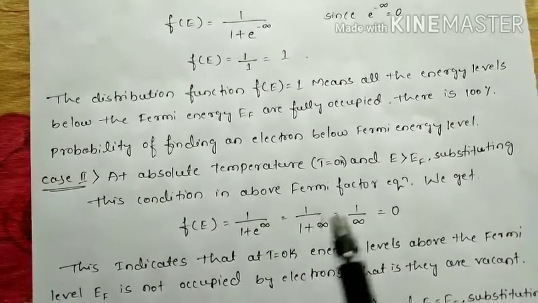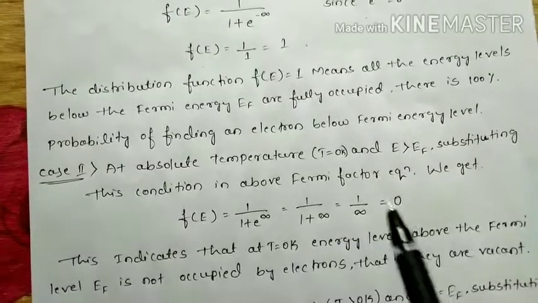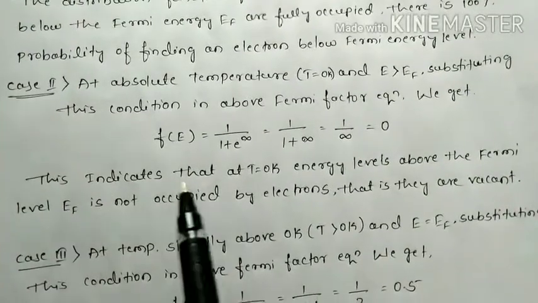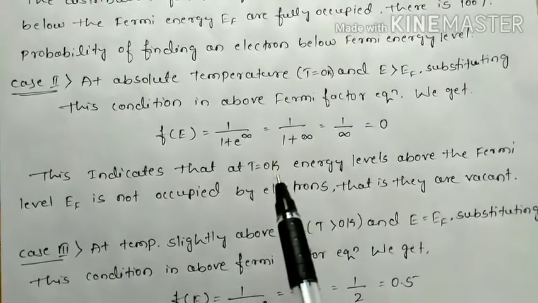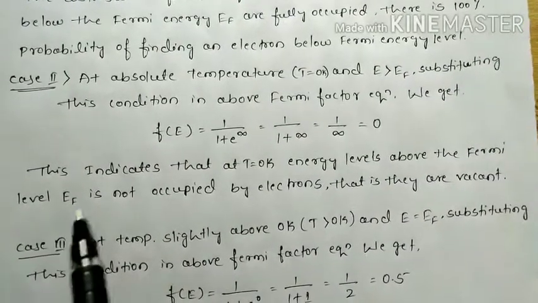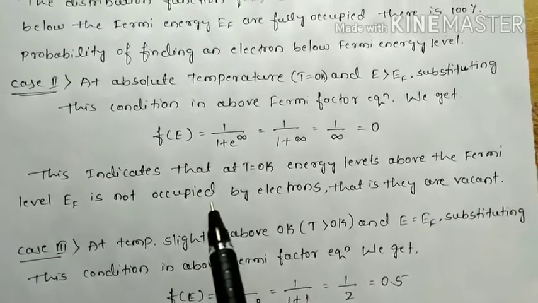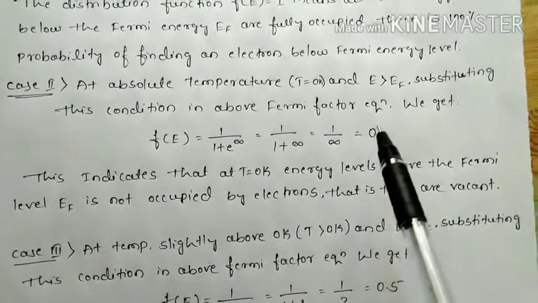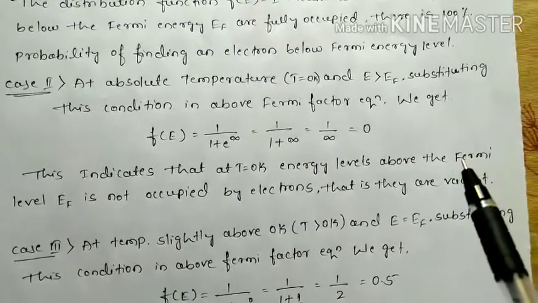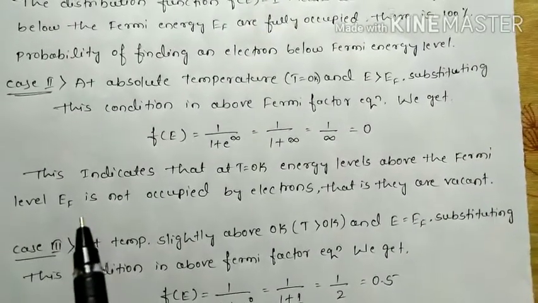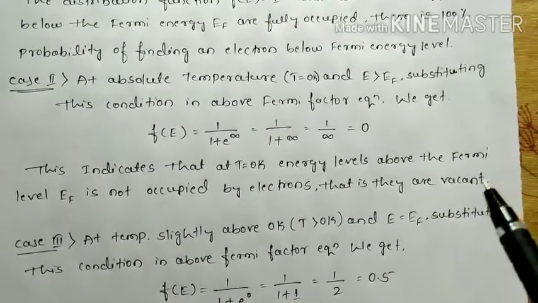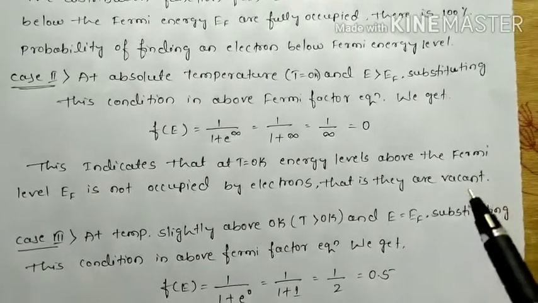plus e to the power of infinity, that is 1 divided by 1 plus infinity, that is 1 divided by infinity, that is equal to 0. This indicates that at T equals 0 Kelvin, energy levels above the Fermi level Ef are not occupied. So the probability function f of E is 0, which means there is no probability of finding electrons in the energy levels above the Fermi level. So they are not occupied by electrons, that is, they are vacant. So the energy levels above Fermi energy are vacant here.